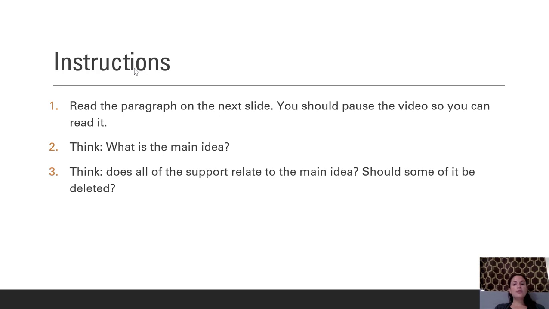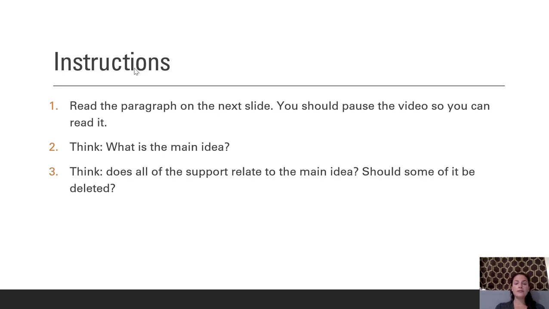To check for unity, I want you to follow these instructions. On the next slide, I'll show you a paragraph. Pause the video and give yourself time to read it. You may want to read it more than once. As you're reading, think, what is the main idea of this paragraph? And then ask yourself, does all of this support connect back to the main idea? Or is some of it off topic? Should it come out?